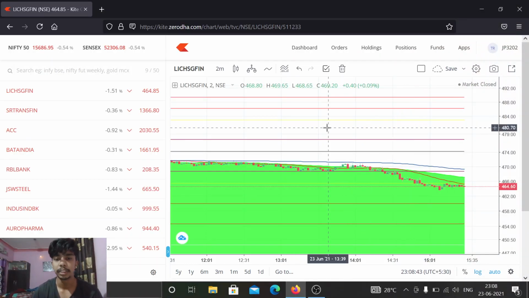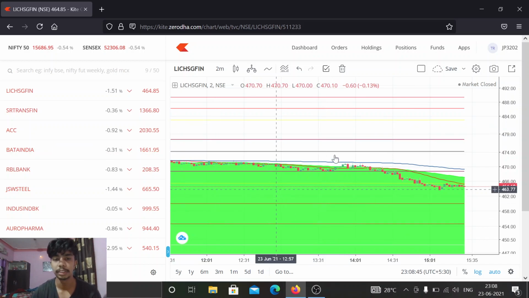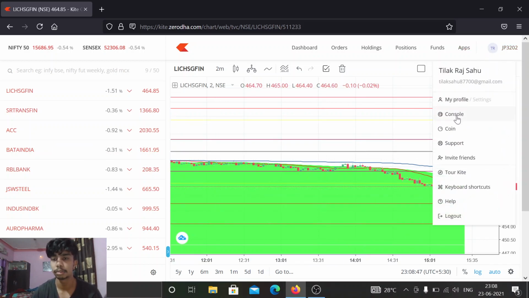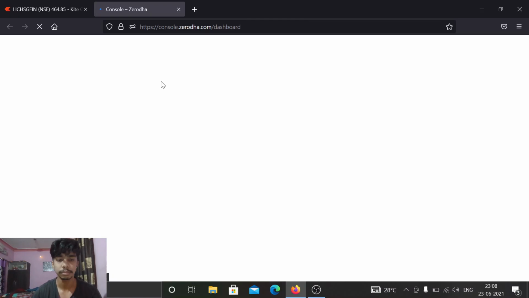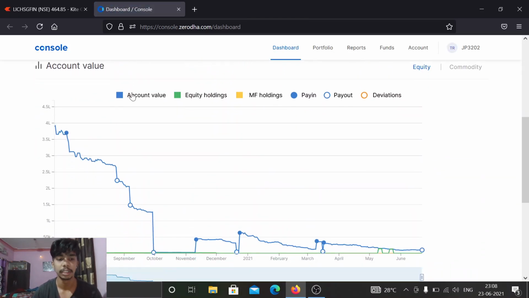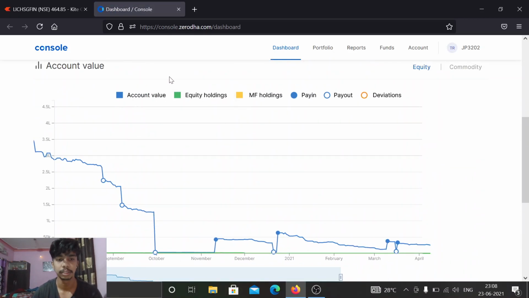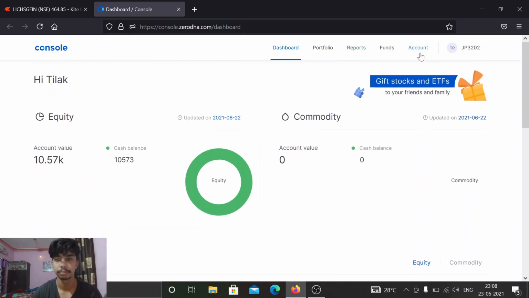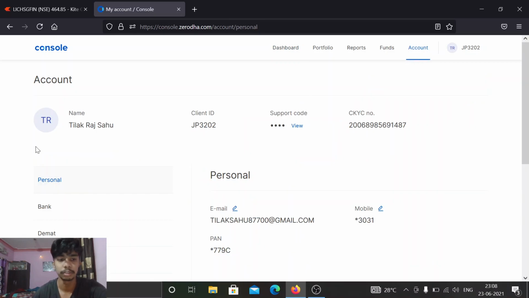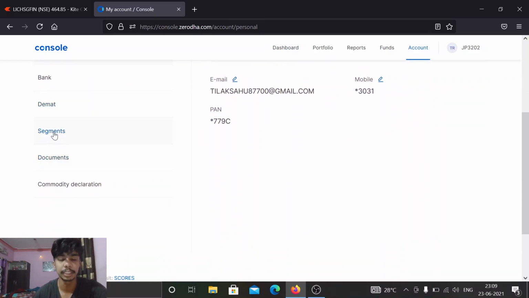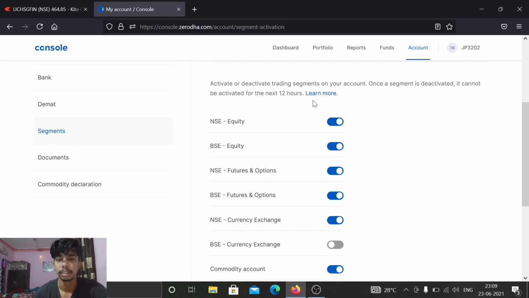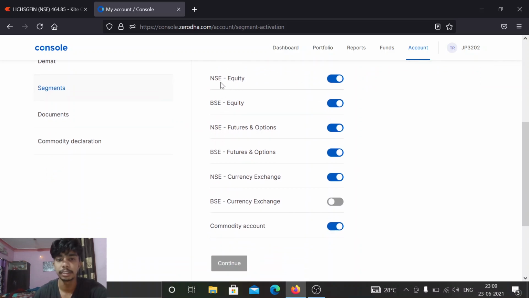After logging into your Zerodha account, you will see this interface. So first go to console. At the top corner, you can see account. Click on account. At the left side, you can see segments. I have equity, NSE BSE, futures and options, NSE BSE, and currency exchange. All the features are enabled in my account.